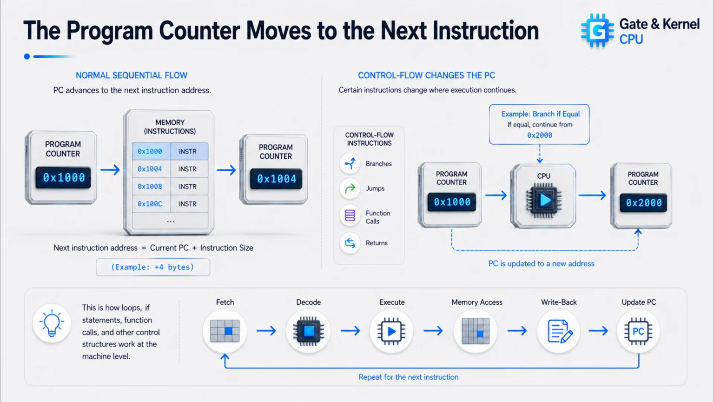12. The program counter moves to the next instruction. While instructions are being executed, the processor must also determine what comes next. Normally, the program counter moves forward to the next instruction. But control flow instructions can change that behavior. Examples include branches, jumps, function calls, and returns. A branch may tell the processor to continue execution from another address if a condition is true. When that happens, the program counter is changed. This is how high-level structures such as loops, if statements, and function calls eventually work at the machine level. They all change which instruction the CPU executes next.